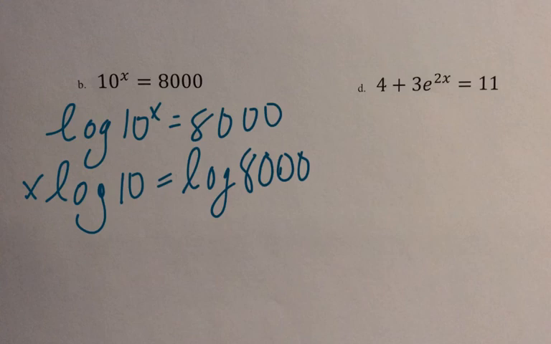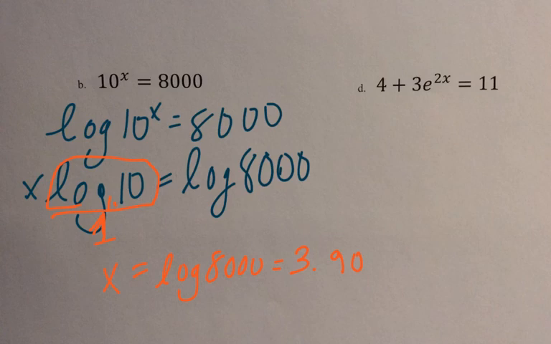But log of 10, that goes back to our basic properties. Log of 10 is the same thing as just 1, because my base here is a 10. 10 to what power gives me 10? That's 1. So we end up having that x is just equal to log of 8,000. When you calculate that, you get, rounded to the nearest hundredths place, 3.90.